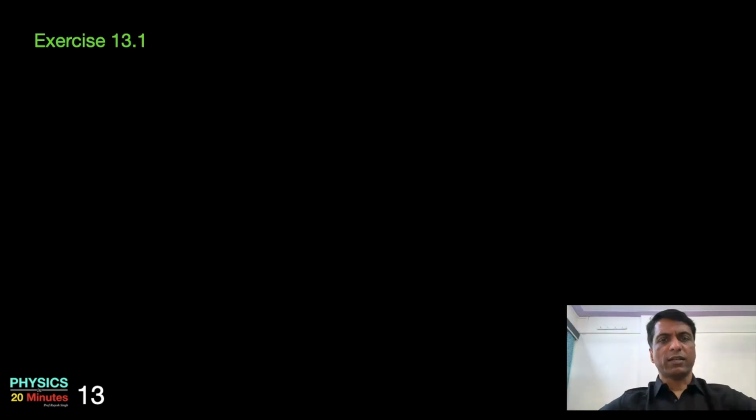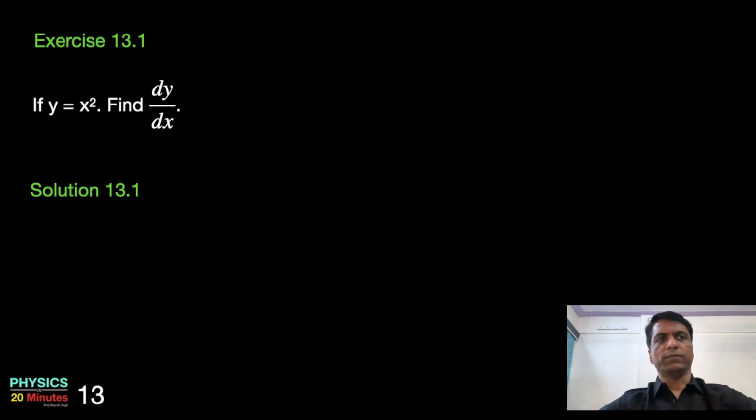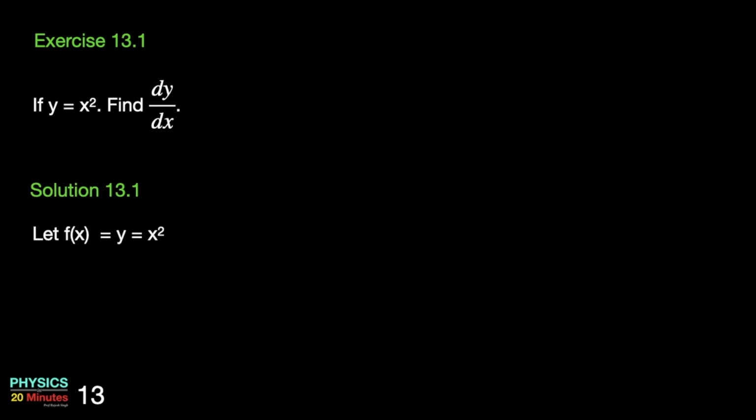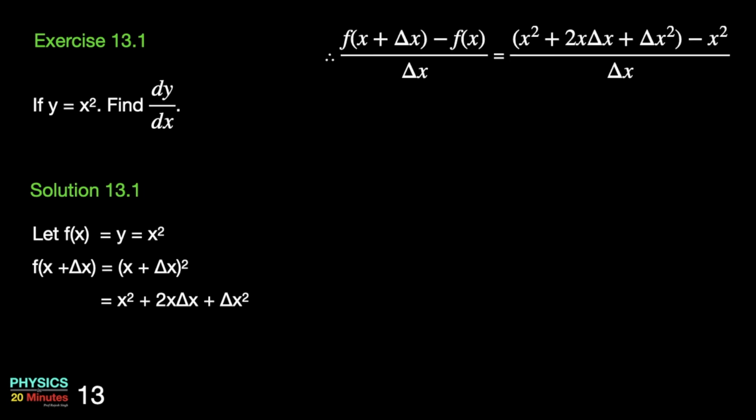Let's take an exercise to understand these concepts. If y is equal to x square, find dy by dx. At this point, you may take a pause, try to solve the problem on your own and come back and check the solution. Solution goes as follows. Let f of x is equal to y, which is equal to x square. f of x plus delta x is x plus delta x the whole square, which after expansion will give x square plus 2x delta x plus delta x square.